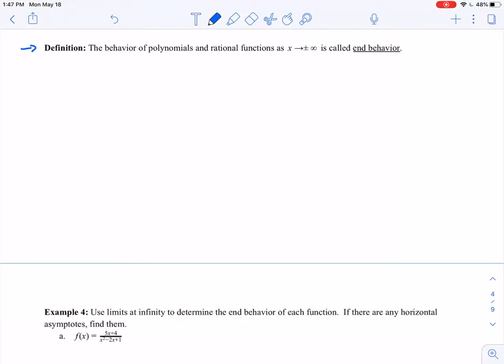So a lot of problems might say, hey, find the end behavior of a function. And really all that's asking is to find the limit as x approaches infinity of f of x and the limit as x approaches negative infinity of f of x. So hopefully that's a term that you remember from college algebra, but if not, that's what that means. It just means go find the limit at positive and negative infinity here.